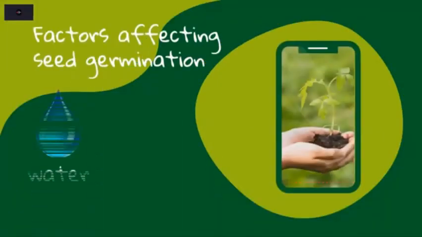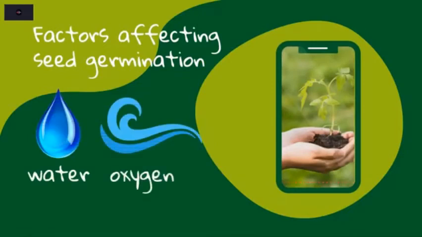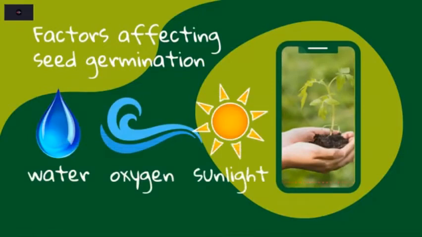Just remember, when these factors such as water, oxygen, and sunlight are met, the seed could germinate into a new plant. Meaning, these 3 are very important for the growth of a seed to a baby plant.